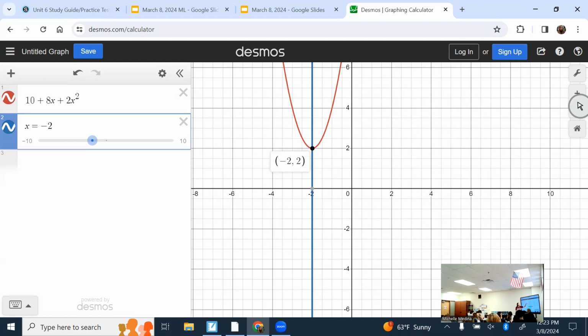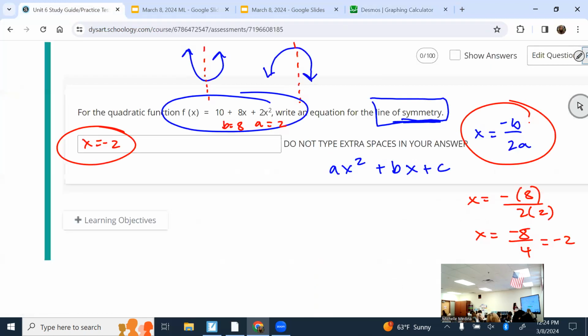You could also, from the start, graph your parabola. That's what we call the U shape. It's a parabola. You could graph it. Look at what your x is of your vertex. And then if you put it as x equals whatever the x was of your vertex, it should give you a line down there. Okay. So that is x equals negative 2. Don't put any extra spaces or they'll find it wrong.